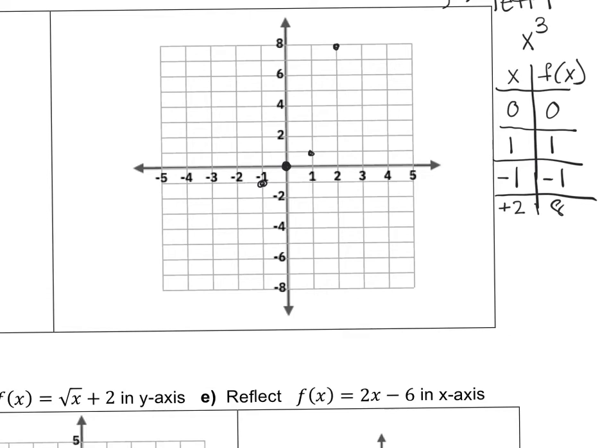Some of you might have forgotten how to graph a cubic function. It's going to look a little S-like. So -2 cubed, plug it into the function, and you get -2 times -2 times -2, or -8. So if we come back in here, if we go to -2, we come down here to -8. And the cubic parent function looks like that.